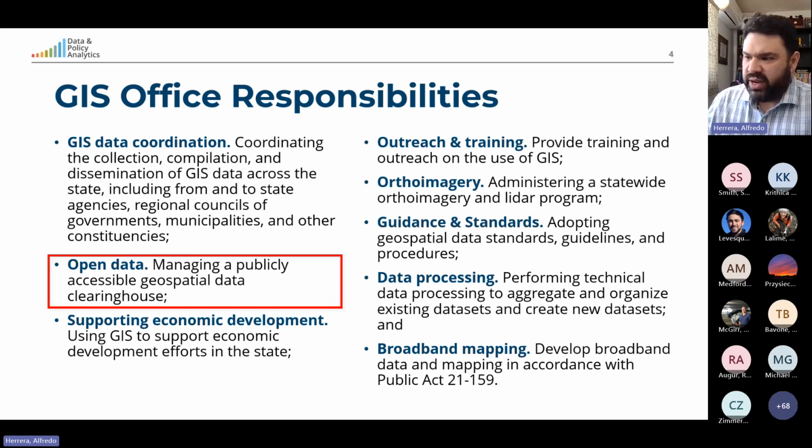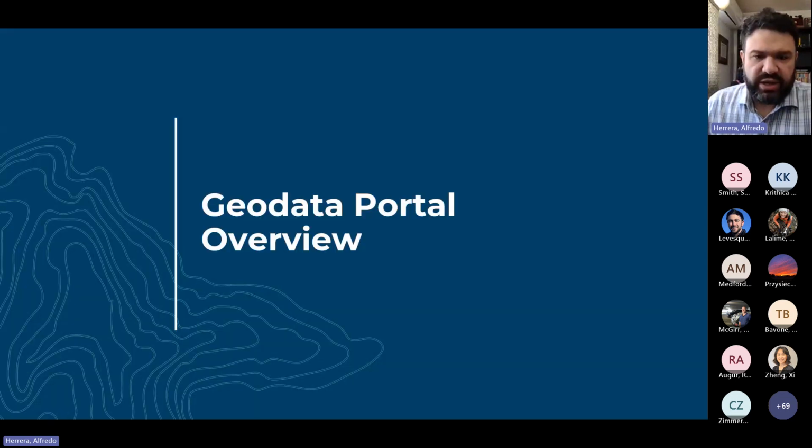First and foremost, GIS coordination, supporting economic development, outreach and training, providing guidance and standards, data processing, broadband mapping. But importantly to this particular conversation, we were given a mandate for open data, in particular for the geospatial data sets and data that the state agencies create or have need for. Because of that, we created what we are calling the Connecticut Geodata Portal.